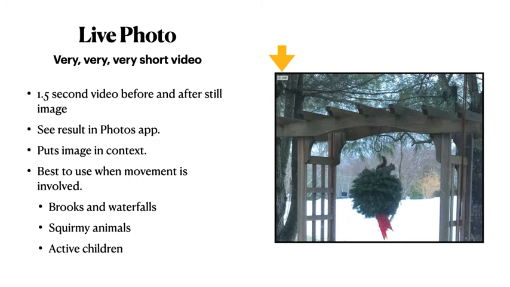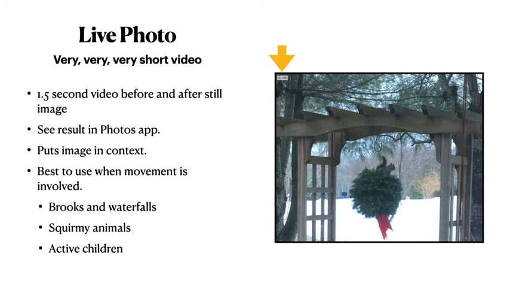What it does is it puts the image in context. And you want to have live photo turned on when there's movement involved: brooks and waterfalls, ocean waves, squirmy animals, active children. You can see that it is a live picture. This is from the Photos app, of course, where the yellow arrow is pointing and it says live.